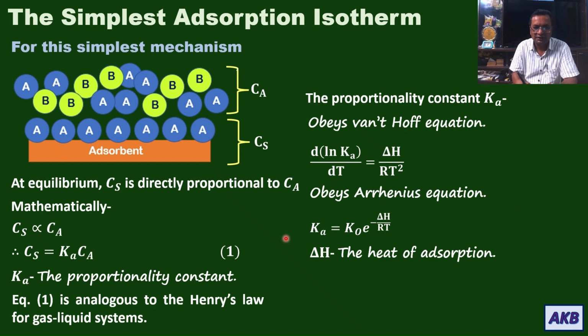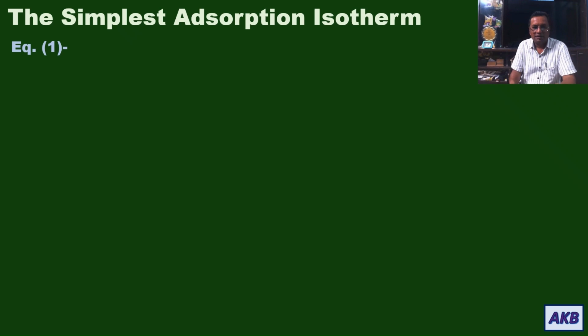So the simplest adsorption isotherm is given by equation 1, where the concentration on the adsorbent is directly proportional to the concentration in the fluid phase. So that is the simplest adsorption isotherm: Cs is equal to Ka into Ca. I have rearranged it. Ca will be equal to 1 upon Ka into Cs.